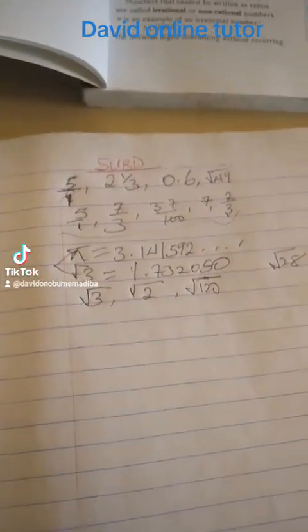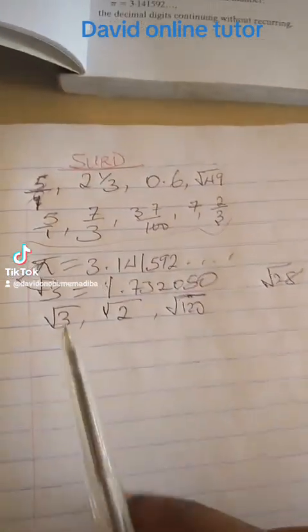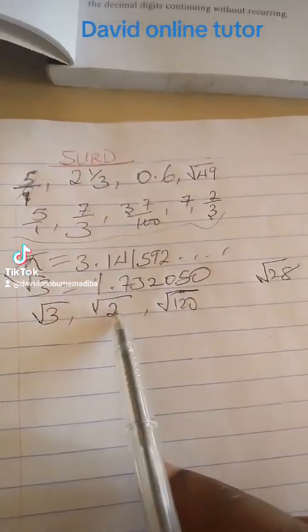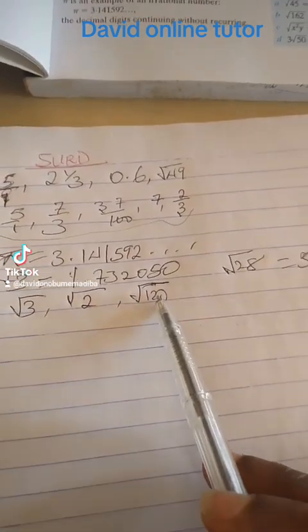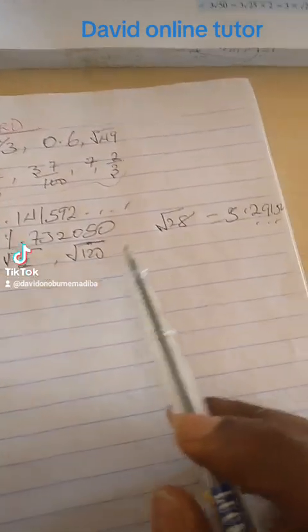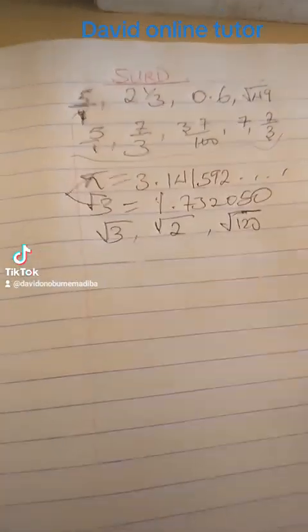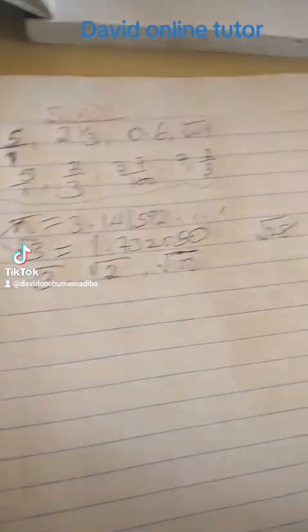Simple surds are surds that you cannot further simplify, while compound surds are surds that you can simplify. For example, you cannot simplify root 3 anymore, you cannot simplify root 2, but you can simplify root 120, which is 4 times 30, which is also 2 times 60, and so on. Are we together now? If that is clear, let's use some theorems in surds.